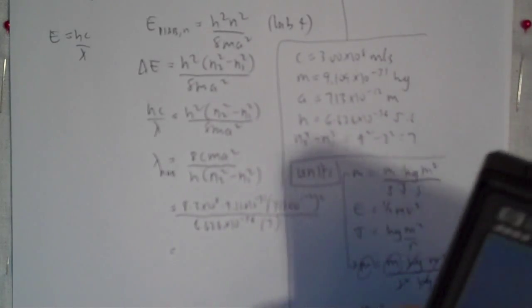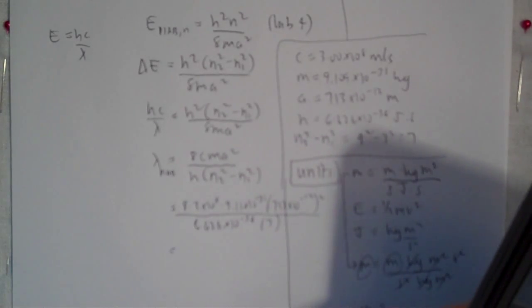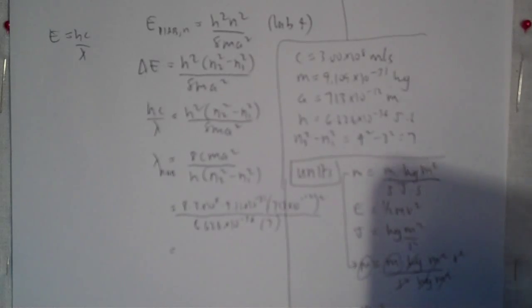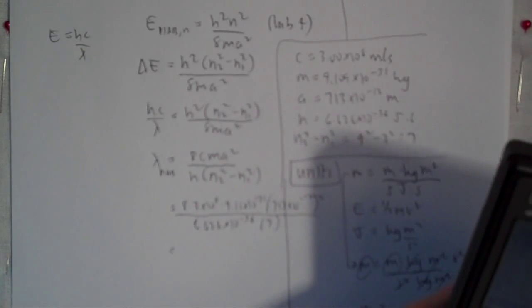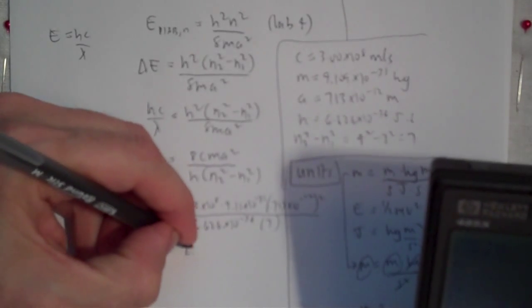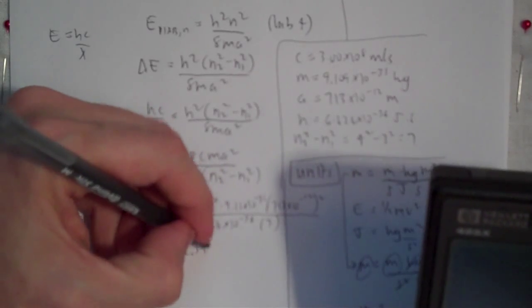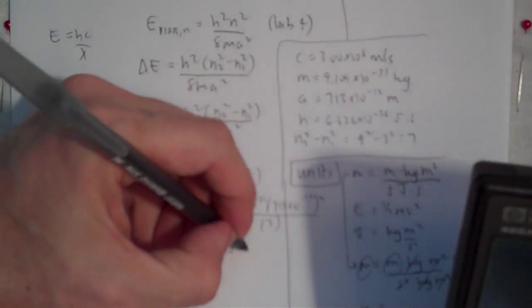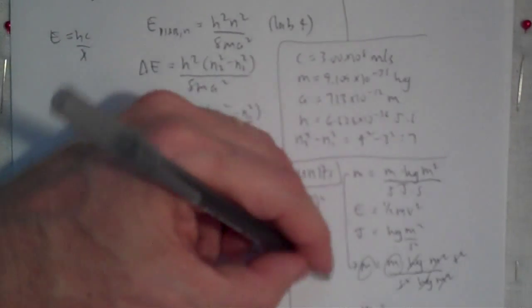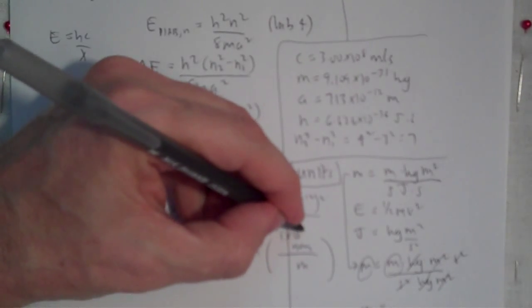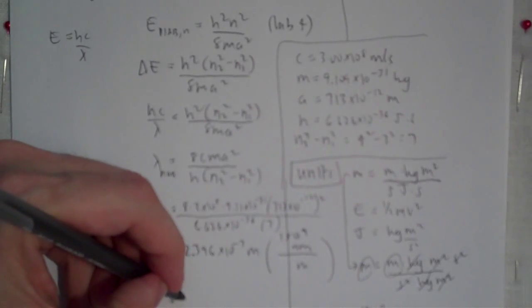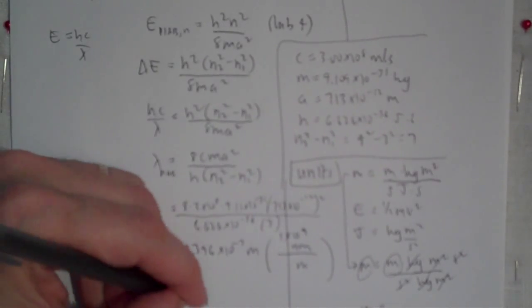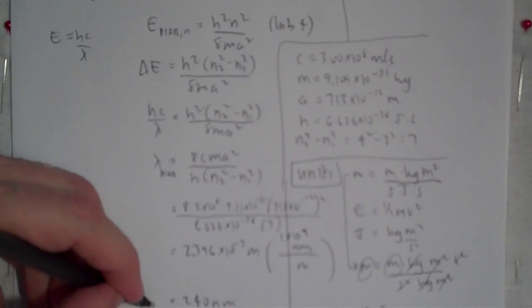Okay, so enter 3e8 times 9.11e minus 31 times 713e minus 12, squared, times 6.626e minus 34, divided by 7, divided by... okay, so this comes out to 2.396 times 10 to the negative 7 meters. Wow. Watch this. Meters to nanometers, times 10 to the 9th. This comes out to 240 nanometers. And that's for the particle in a box model.